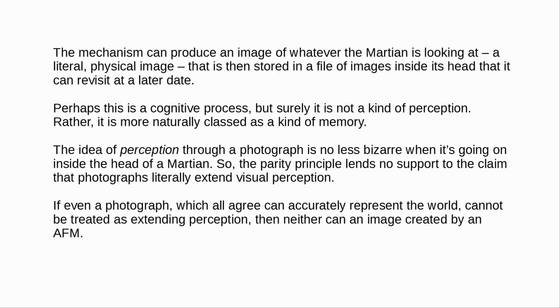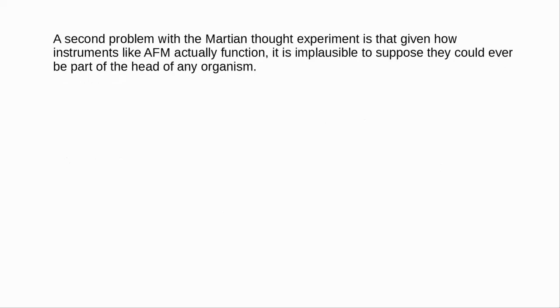But it seems to me that once you acknowledge the difference in directness, once you build into the thought experiment the point that the atomic force microscope creates an artifact, I think it no longer is intuitive to consider it a perceptual process, even when it's going on in the head of a Martian. But that's maybe, I think, the more minor point. Here's the more serious problem with the appeal to the parity principle.